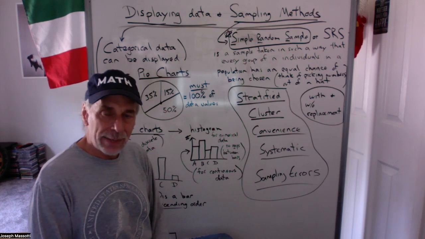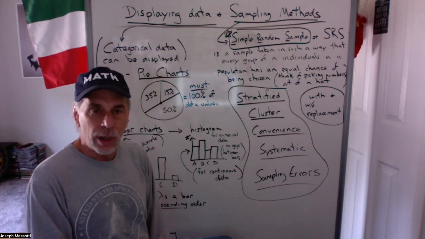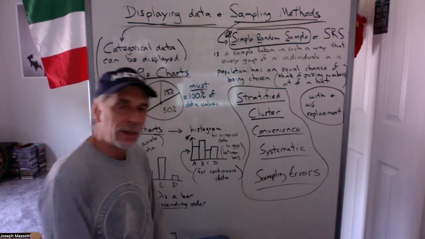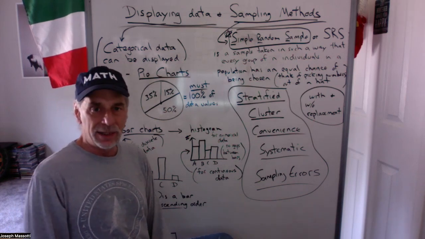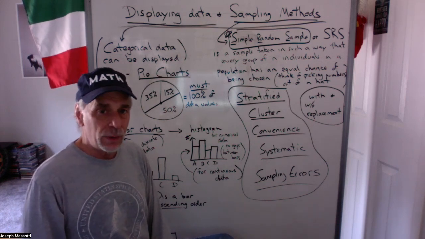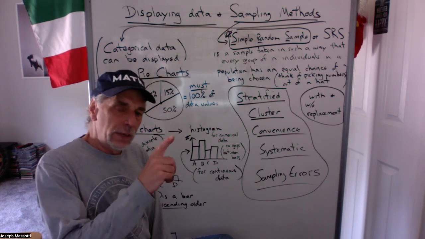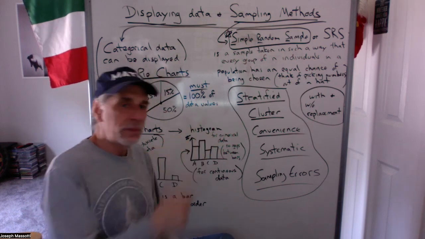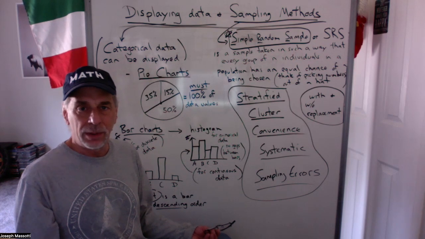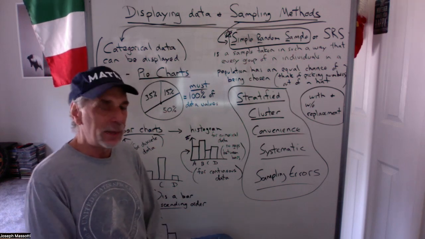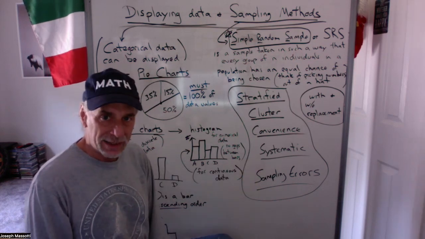A systematic sample is just if I stood in the hallway and I took every third person that walked by. That's a systematic sample. It's not a simple random sample because if I take the third person, then the fourth and fifth person have no chance of being in my sample. Therefore, it's not a simple random sample. We call that a systematic sample.